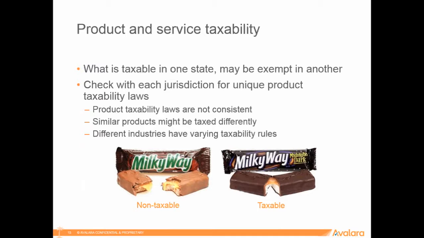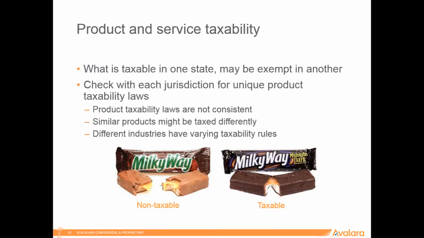Okay, so just a little further on product and service taxability. Again, what is taxable in one state may be exempt in another. You want to check with each jurisdiction for unique taxability laws. You want to learn that product taxability laws are not consistent. Similar products might be taxed differently, and different industries have varying taxability rules.